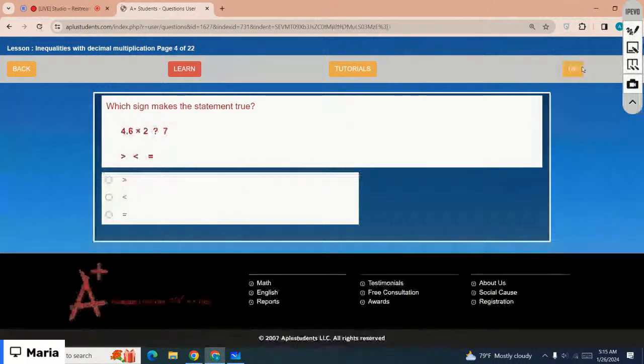The next one is 4.6 times 2. You have to compare it to 7. So which is the correct option?